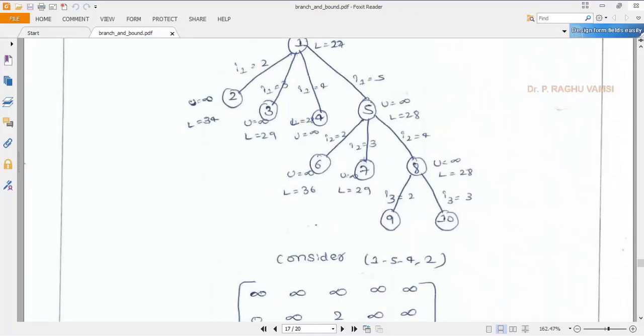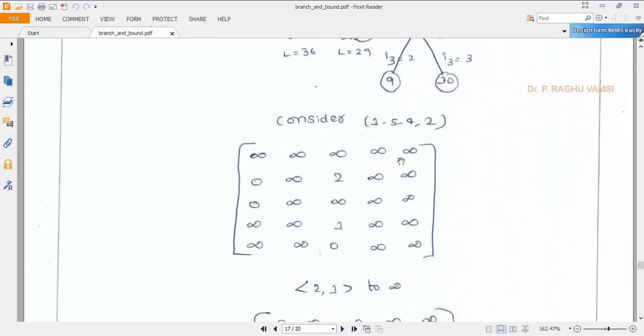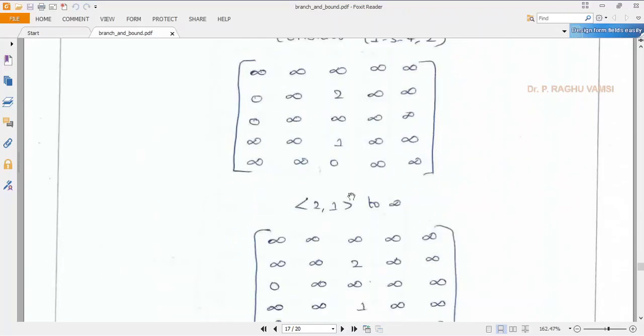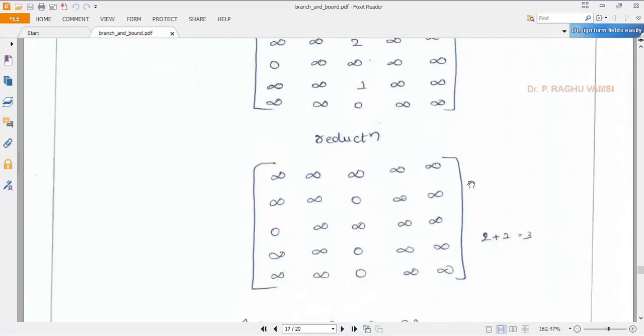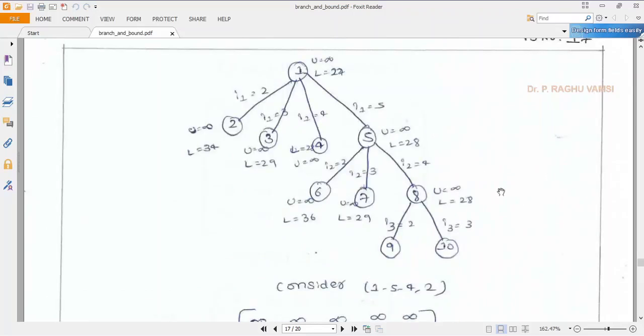From 4, there are two alternatives to visit, that is 4 to 2 or 4 to 3. So the same thing we'll do here, 1, 5, 4, comma 2. So first visit 2. Whenever you consider 1, 5, 4, the first row should be infinity, the fifth column should be infinity, the fourth column should be infinity, and the second column should be infinity. Then on this matrix, identify the minimum value in each row and subtract the minimum element from every element in the same row. Once you perform the row operation, followed by the column operation, the minimum cost that we have reduced is 3.